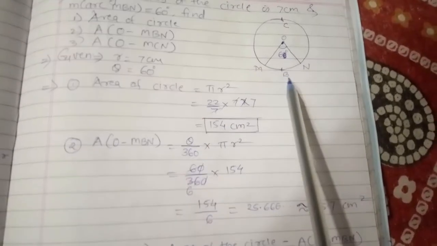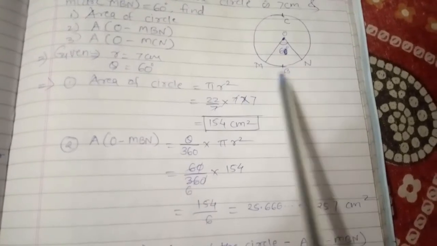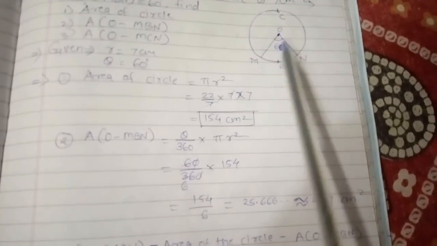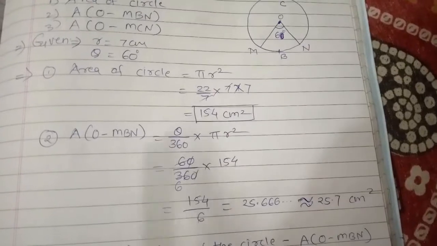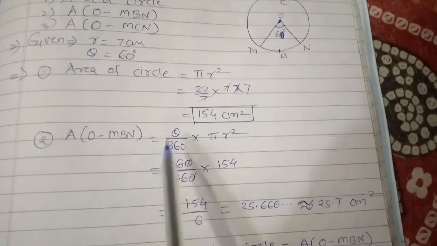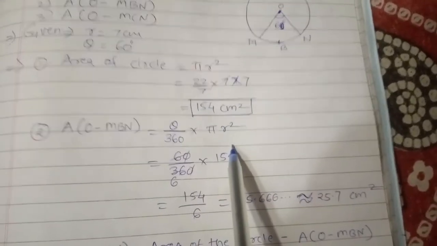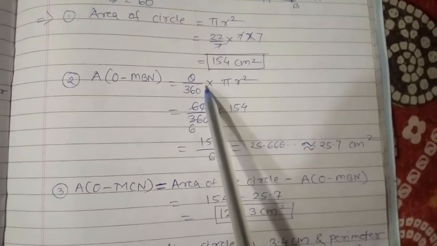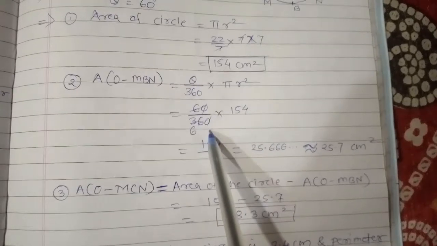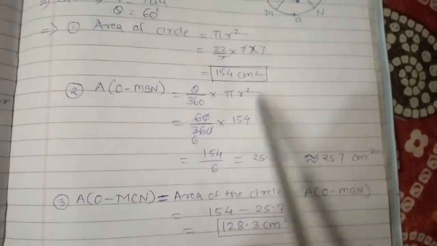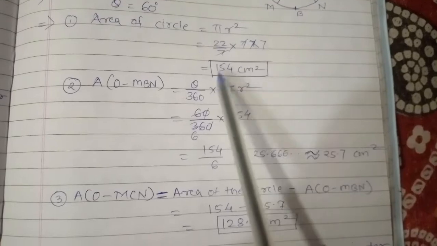After that we are going to find out the area of the minor sector, that is O dash MBN. So area of O dash MBN. You know the formula for the minor sector, that is theta upon 360 into pi r square. So here, using the value of theta, we get 60 upon 360 into pi r square, that is 154.